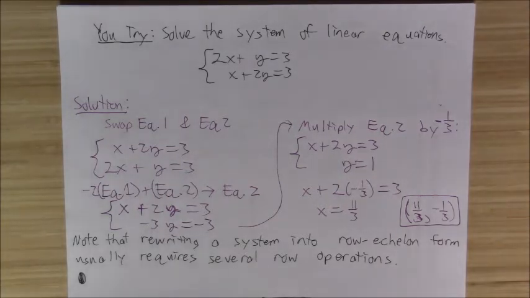It is worth noting that typically rewriting a system into row echelon form will usually require several different row operations, okay? Here I used one of each of the 3 I'm allowed to use, but in general, it can take many different ones, as we will see soon enough.